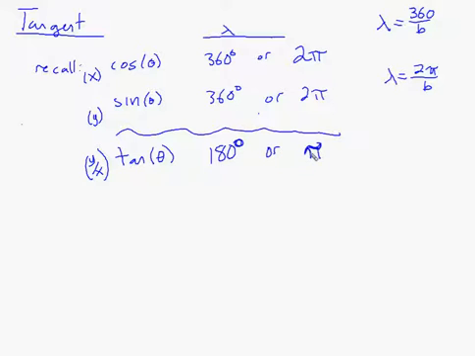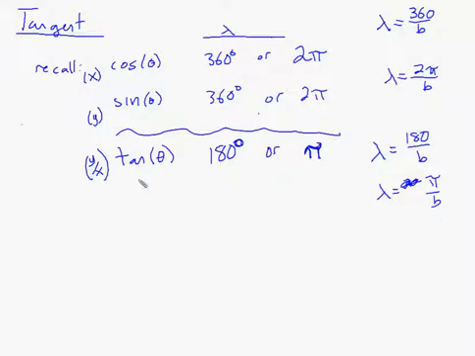Which does change how we're going to solve the trig equation slightly. Because we have, by default, 0 to 360, we actually complete 2 waves, because tangent only takes 180 degrees. So our wavelength formula for tangent is going to become 180 divided by b. Or in radians, simply pi over b.